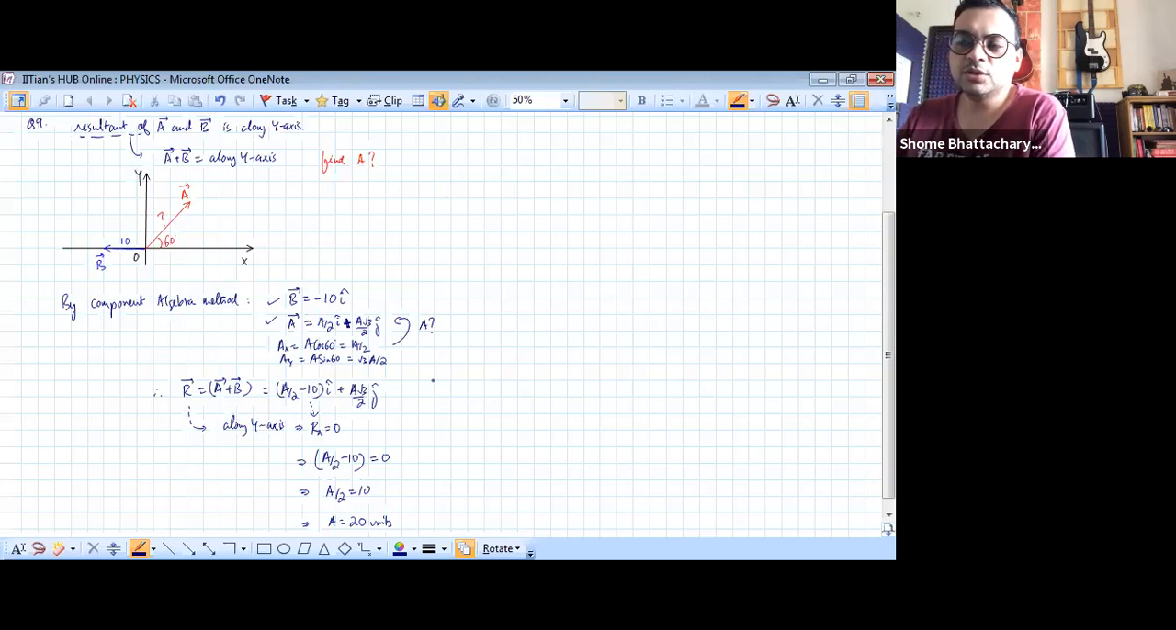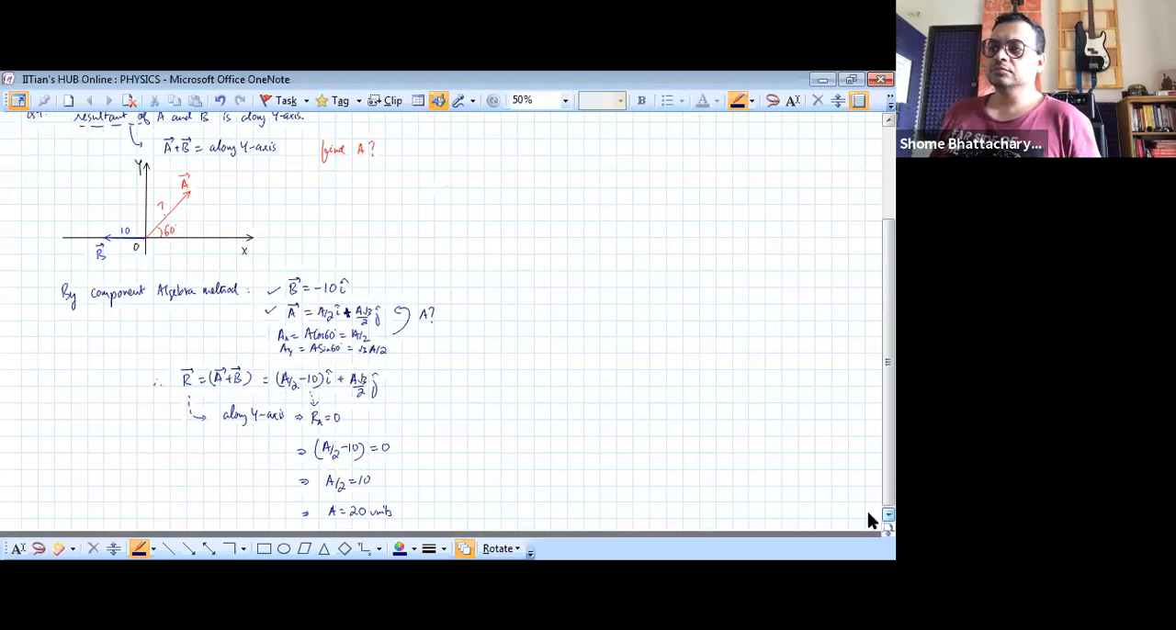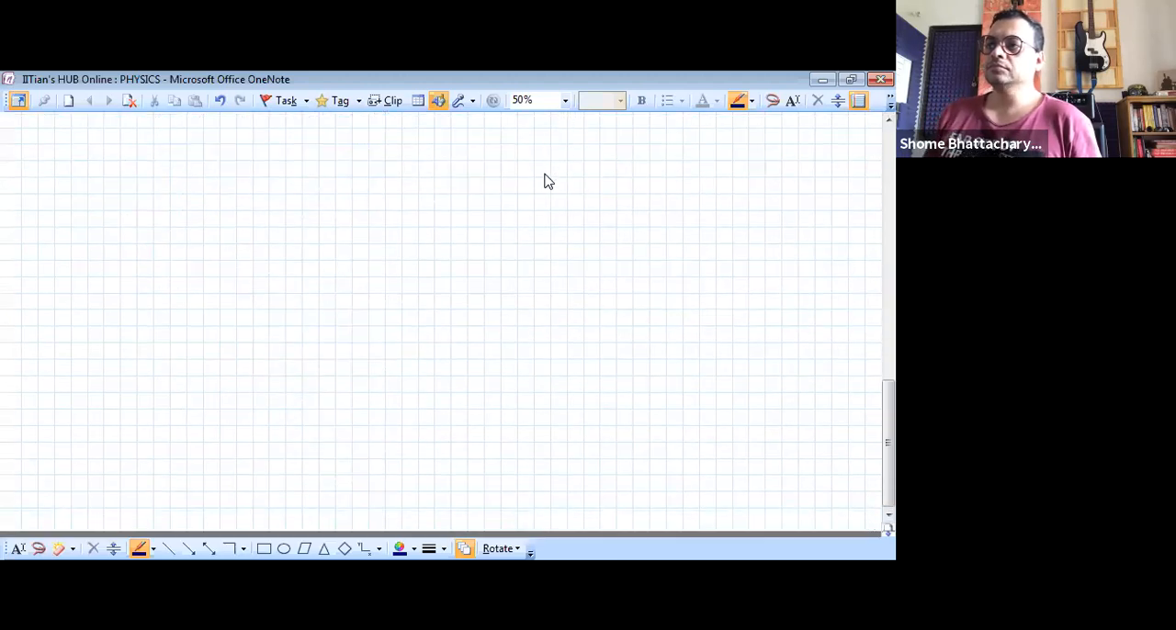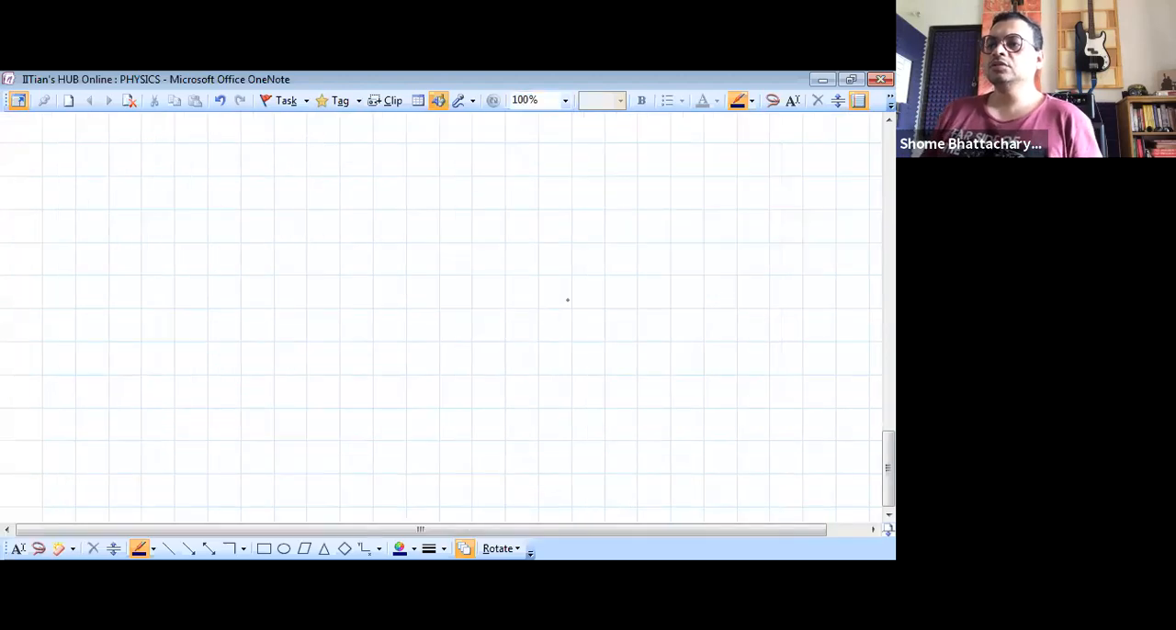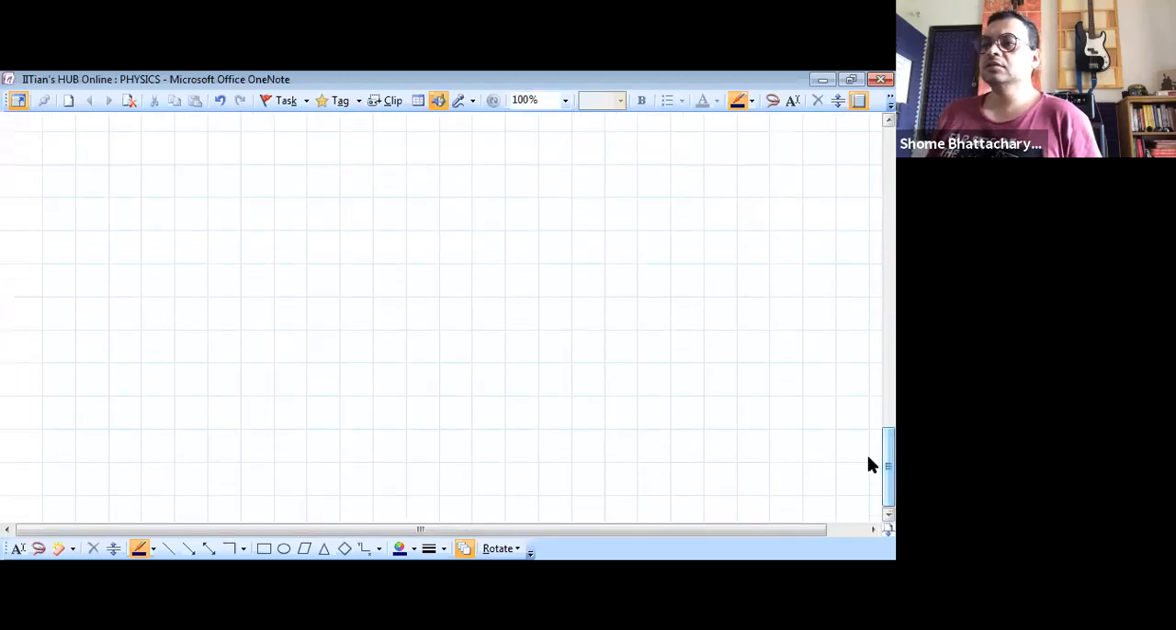Okay, people, so any doubt in this method? This is clear, I hope. Now, next, what we can also do is we can use geometry. We can also do this by geometrical method.